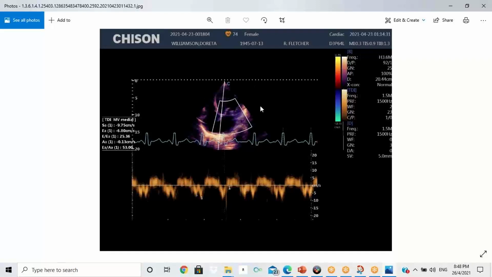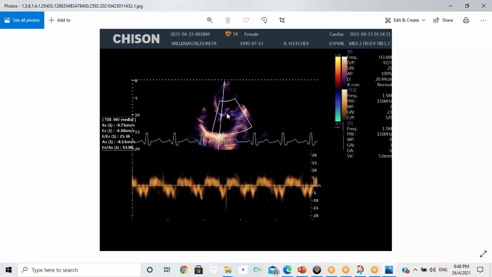Okay, so remember we talked about tissue Doppler. This is the mitral annulus, this is the cursor, this is the medial mitral annulus. You can also do it at the lateral mitral annulus. It's a form of pulse wave Doppler, but the velocities are much smaller. They're usually centimeters per second, not meters per second.